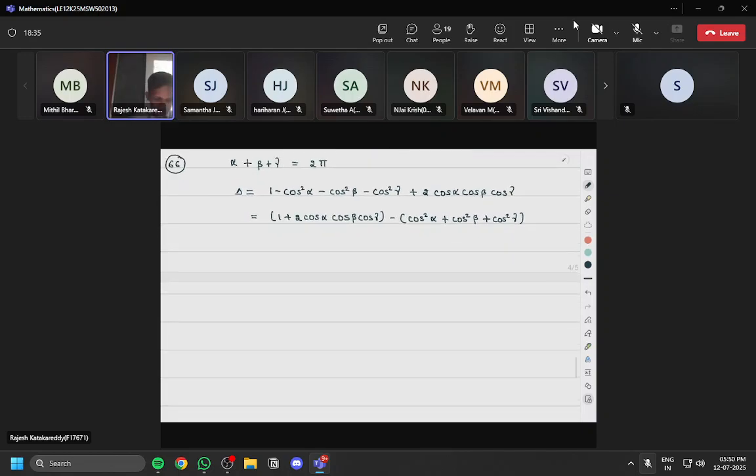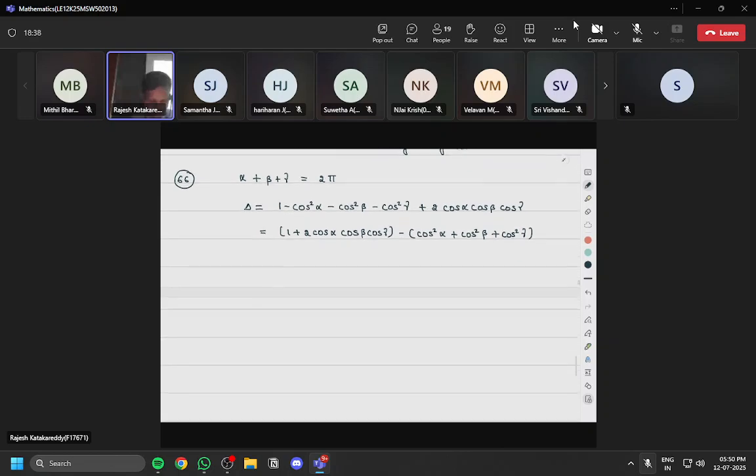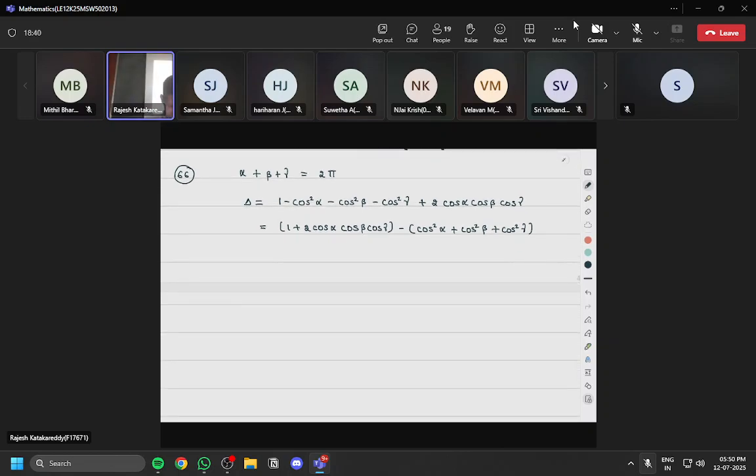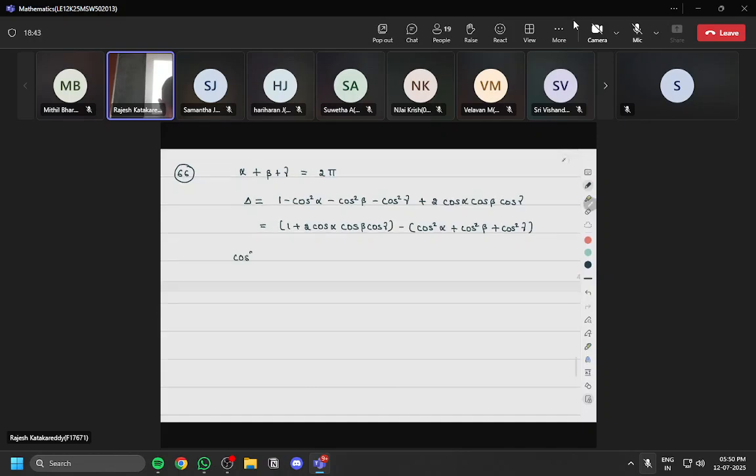So don't worry, that one we will discuss here. How to prove that? For that, let us consider cos square alpha plus cos square beta plus cos square gamma. You can take any two, either cos square alpha, cos square beta, any two. Use the formula cos square theta is 1 plus cos 2 theta by 2. So this becomes 1 plus cos 2 alpha, and then again 1 plus cos 2 beta, divided by 2, plus cos square gamma. Let it be in this way.